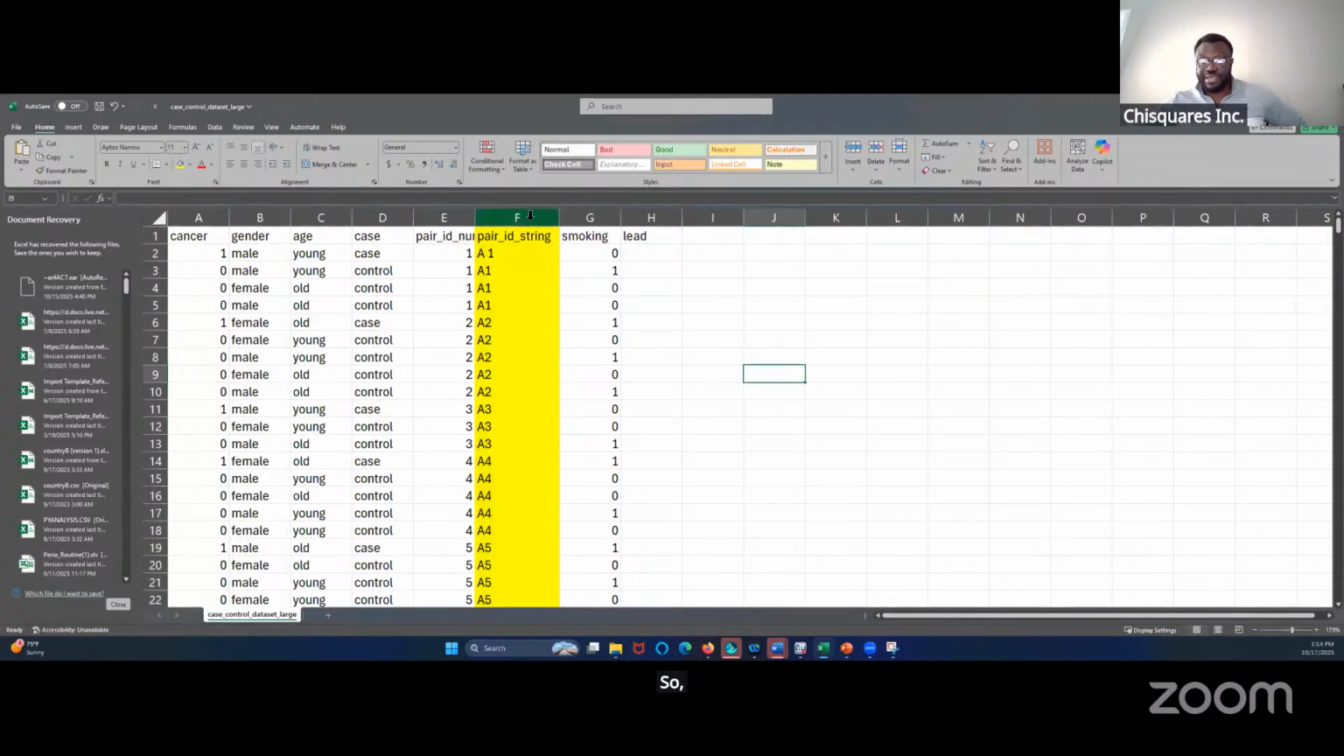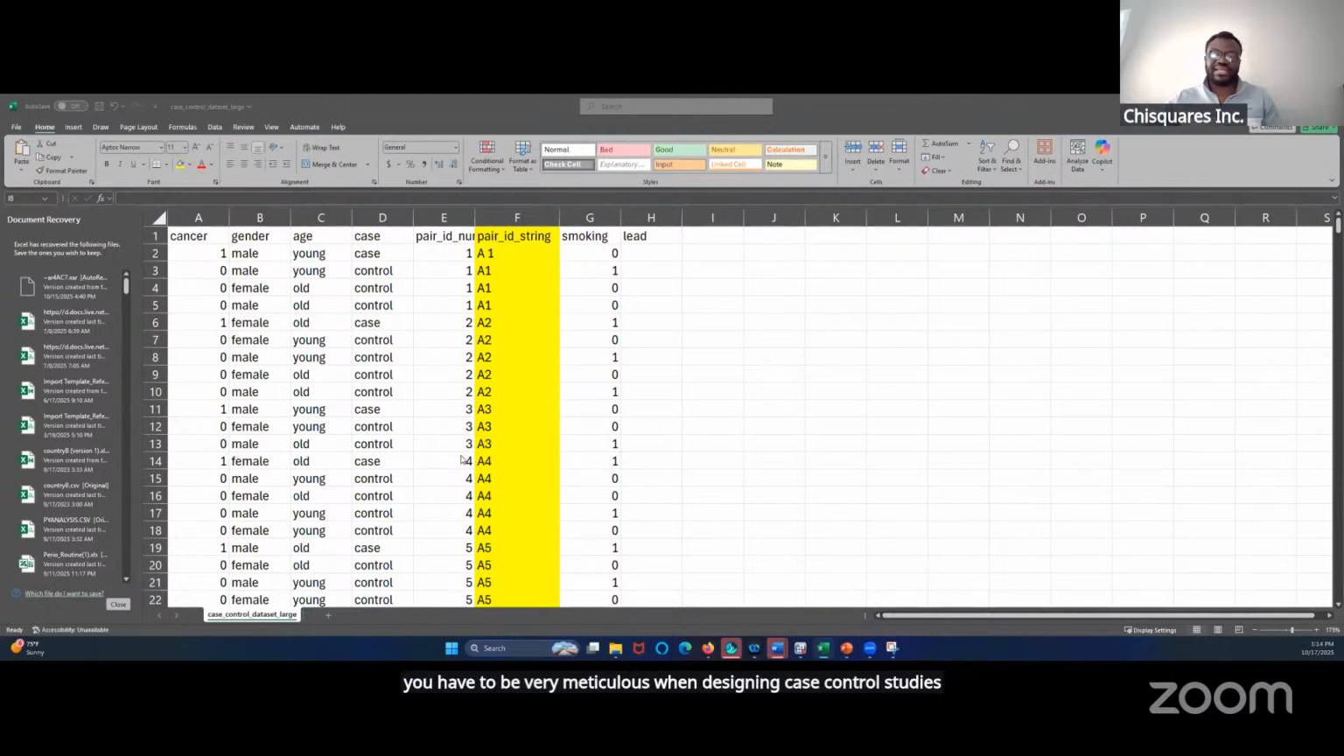So you want to make sure that minimum you have this, and then you have the exposure variables, obviously. So that's very important. So you have to be very meticulous when designing case control studies to make sure that data collection is fit for use and fit for purpose.